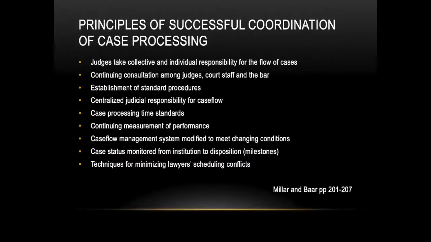Case status monitoring from institution to disposition. We call those milestones in our court. We have 3 milestones, and we monitor at those 3 milestones. And if the parties are not where they should be at those milestones, we send out what we call a notice of status review, and they have to justify why the proceeding should not be dismissed. So there's 3 stages in a proceeding where if they don't meet those milestones, they have to justify why it should continue.